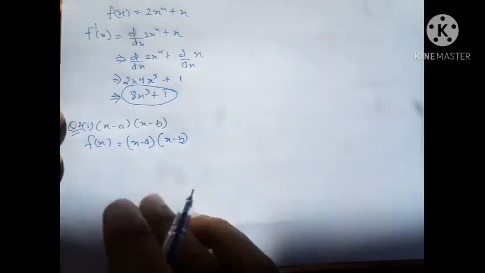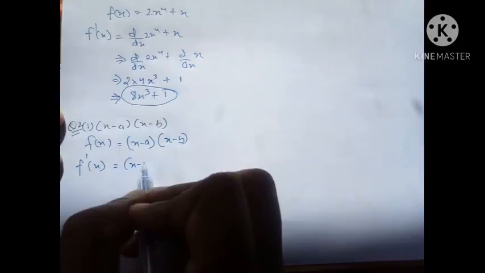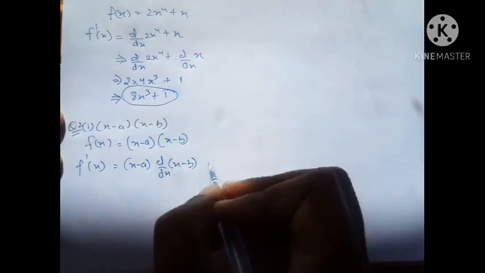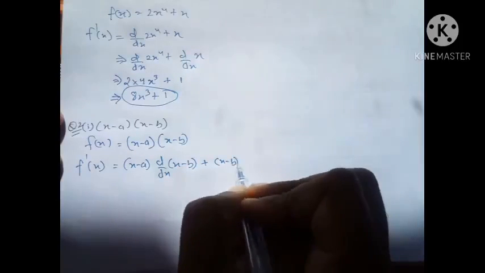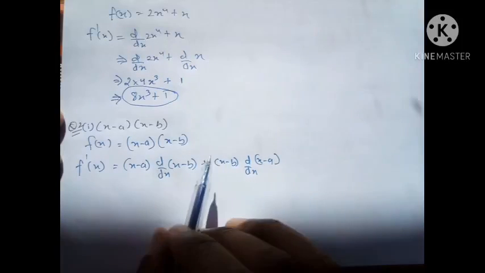So they both are getting multiplied, right? Whenever I have to find the derivative of a multiplication, you can have a look over here. So this is a function, x minus a times x minus b. Whenever I have to find the derivative of this, I write it like this: x minus a and then d by dx of x minus b, plus x minus b and d by dx of x minus a. Okay, so this is the product rule we have studied.